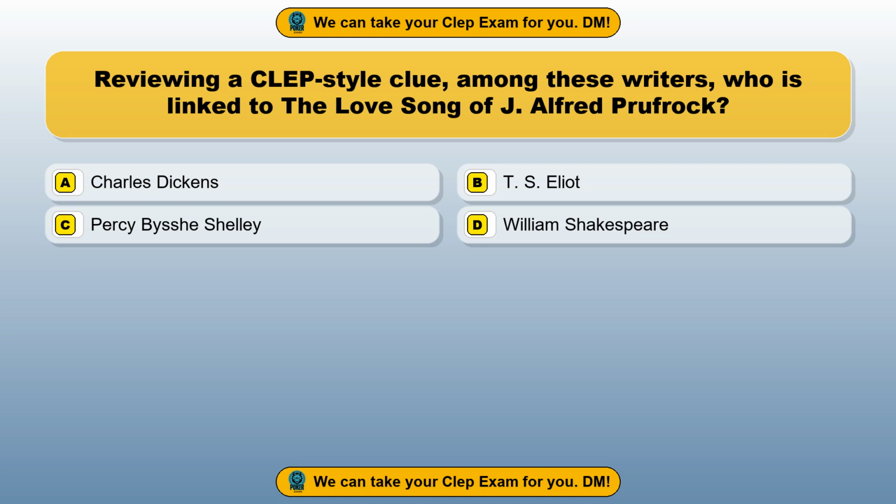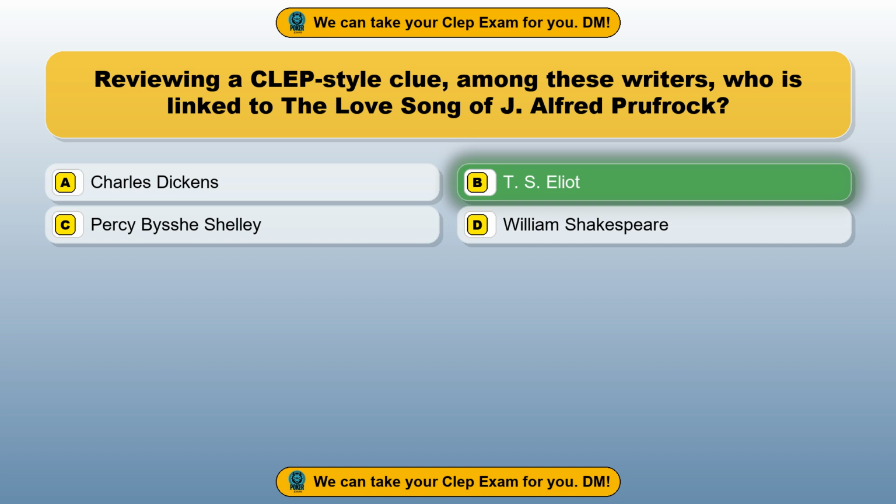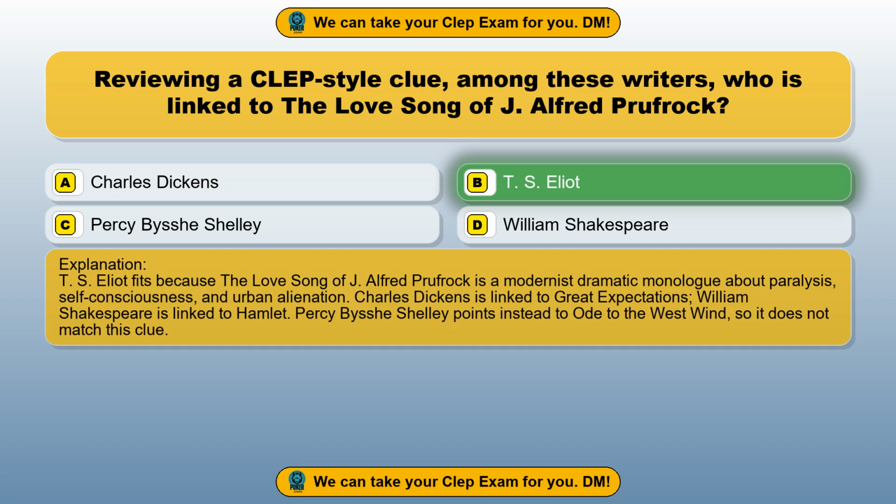Question 13. Reviewing a CLEP-style clue among these writers, who is linked to The Love Song of J. Alfred Prufrock? Option A. Charles Dickens. Option B. T.S. Eliot. Option C. Percy Bysshe Shelley. Option D. William Shakespeare. The correct answer is option B. T.S. Eliot. T.S. Eliot fits because The Love Song of J. Alfred Prufrock is a modernist dramatic monologue about paralysis, self-consciousness, and urban alienation. Charles Dickens is linked to Great Expectations. William Shakespeare is linked to Hamlet. Percy Bysshe Shelley points instead to Ode to the West Wind, so it does not match this clue.